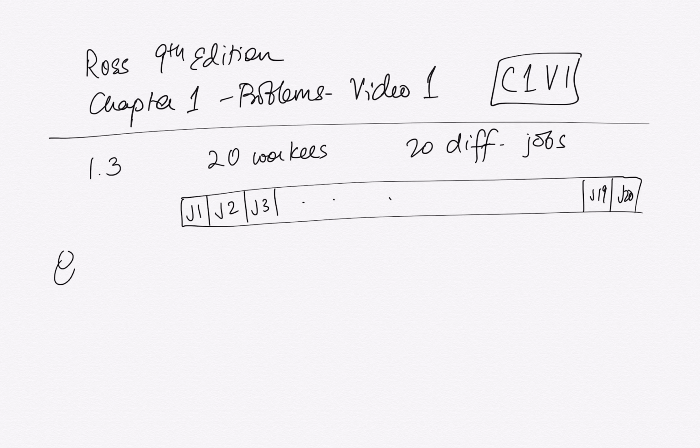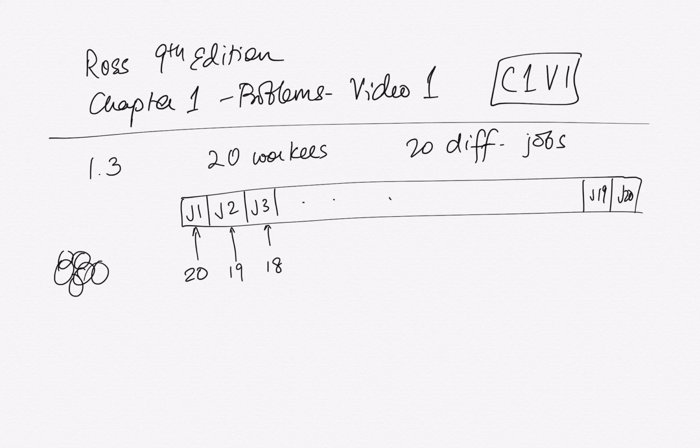And you have 20 people huddled around, standing on the side, waiting to be assigned the jobs. How many different ways can you assign job 1 to somebody? There's 20 different people, so you have 20 choices. Once you've assigned job 1, how many choices do you have for job 2? 19. Once you have assigned job 2, how many people are left over? 18. So there's 18 choices for job 3, and so on.